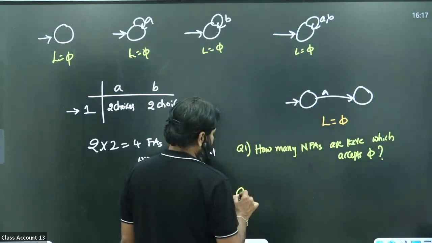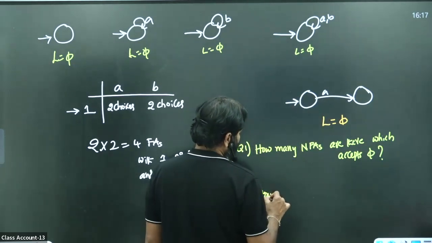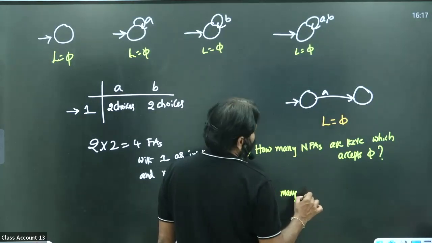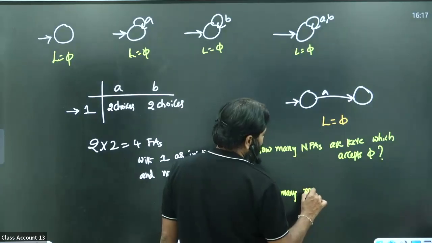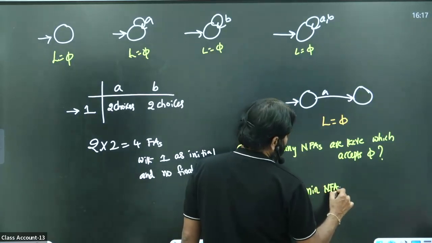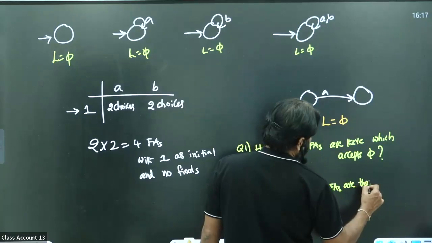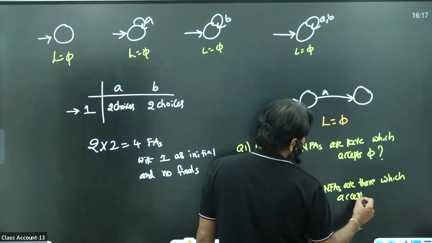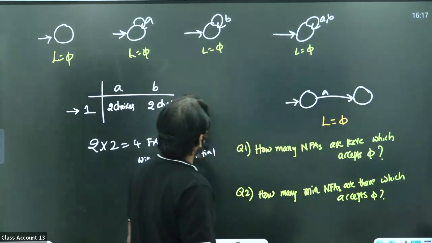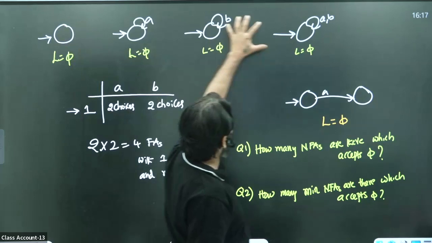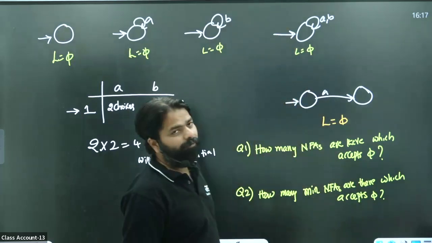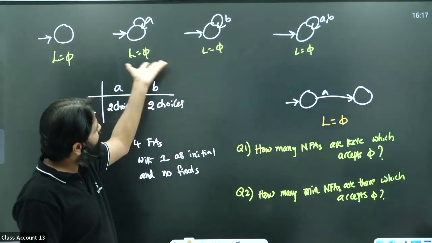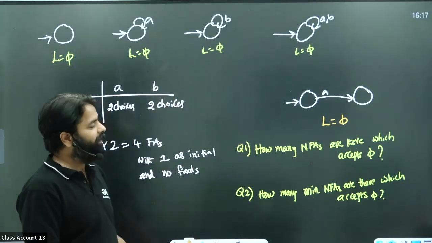Go ahead. Question 2. How many minimum NFAs are there which accept pi? Minimum in the sense the machine which has the least number of states. Here if you take all of them, these have 1 state, but this one has 2 states. Even though it accepts empty, it should not be counted among the minimum NFAs. Only those with 1 state should be counted, because 1 state is already accepting the given language, the empty language.